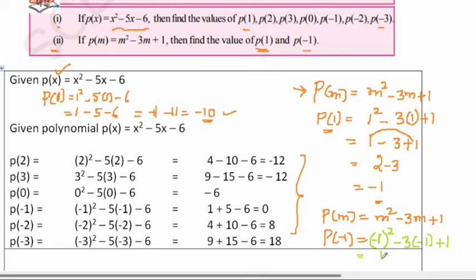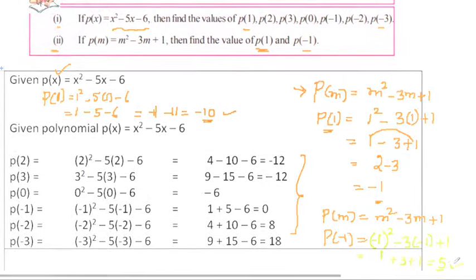Minus 1 square value is plus 1 because minus 1 into minus 1 is plus 1. Minus into minus is plus, 3 times 1 is 3, plus 1. So all are positive numbers, so we can add up. 1 plus 3 is 4, 4 plus 1 is 5. So the value of P of minus 1 for the polynomial m square minus 3m plus 1 is 5.